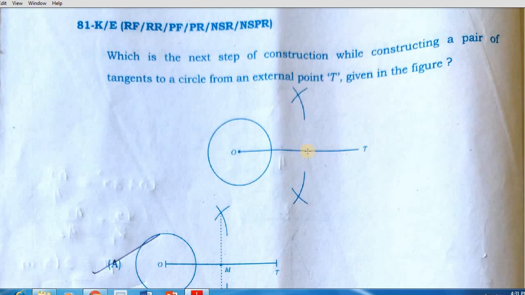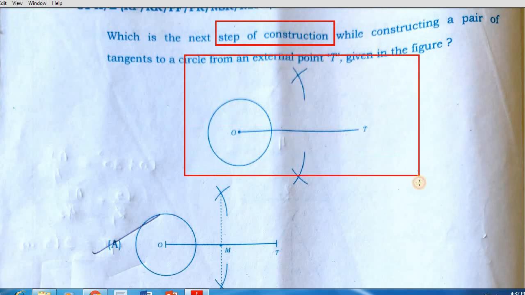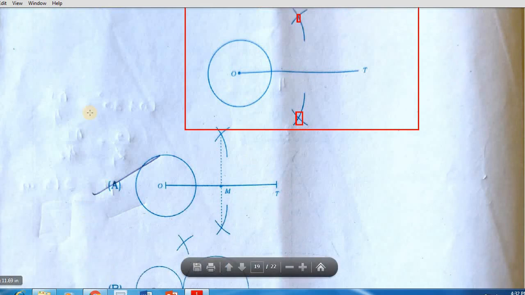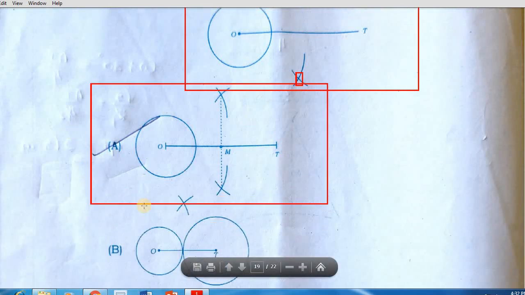Next question, children. This is related to construction of a tangent to a circle from an external point. Very simple question it is. Which is the next step of construction while constructing a pair of tangents to a circle from an external point T given in the figure? See here, this is the figure they have given, and a few options. After this, what you want to do? You want to join these two points. This point joins to this point. That's all you want to do. Hence, option A is correct for this question.